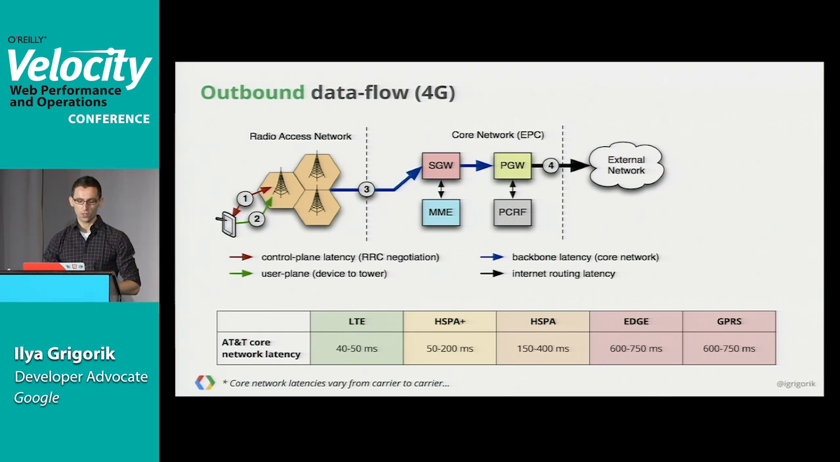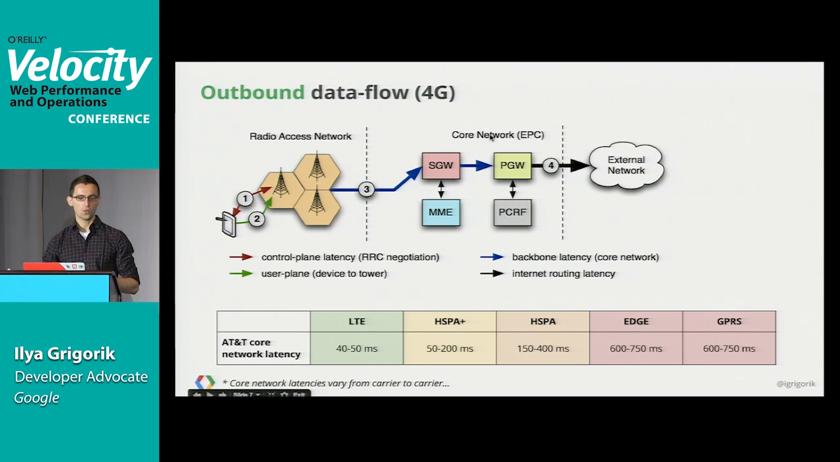The first thing that happens is that the phone will actually go and talk to the tower, right? And says, hey, I would like to send a packet. And the tower needs to negotiate with your phone when you're allowed to send that packet. It'll relay that information back to you, at which point you'll say, great, I'll wait for my assignment and then I'll send the data to the tower.